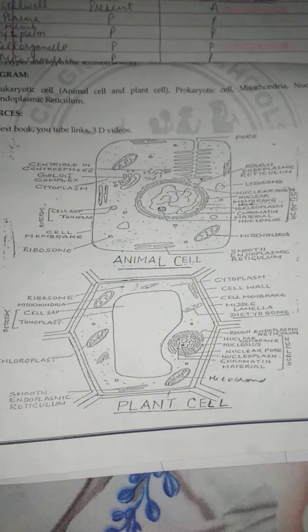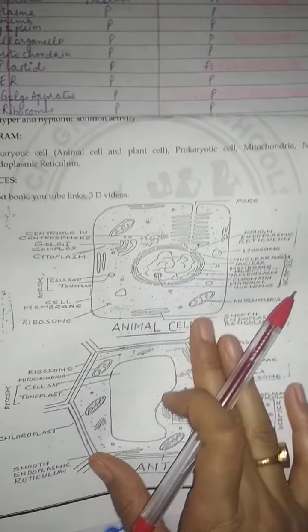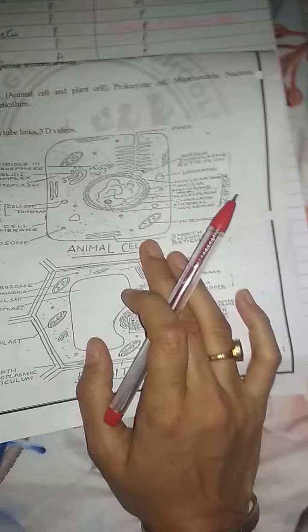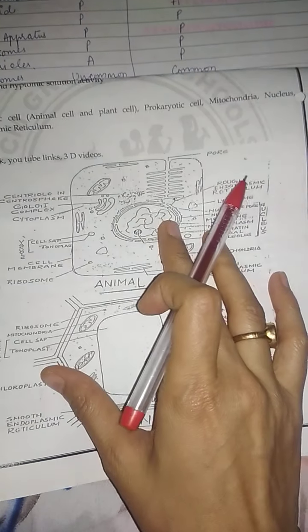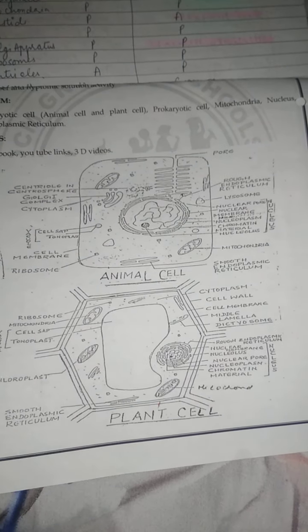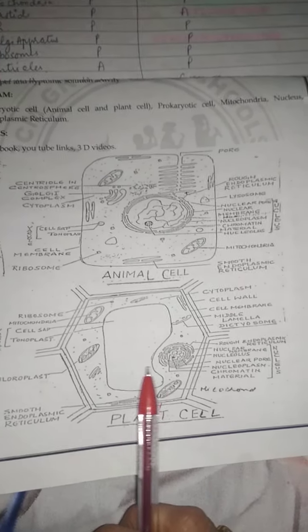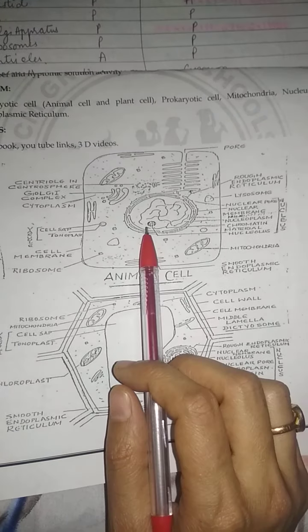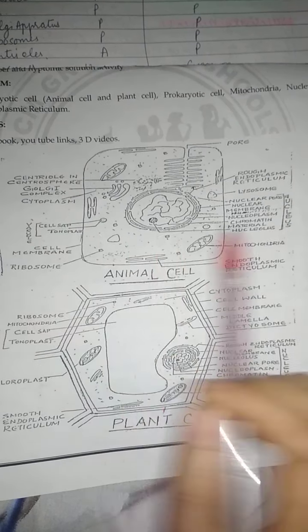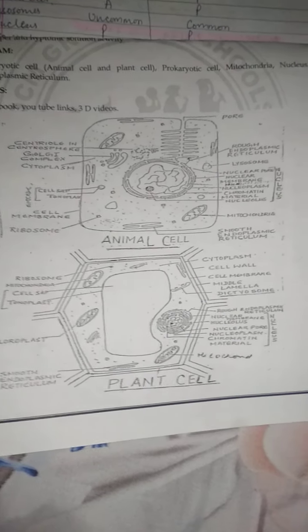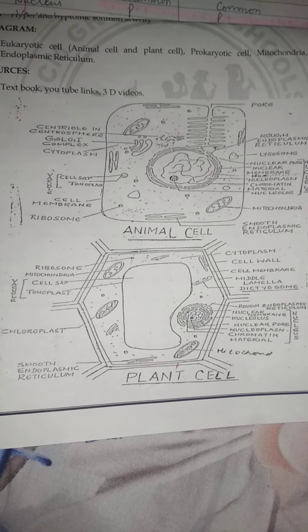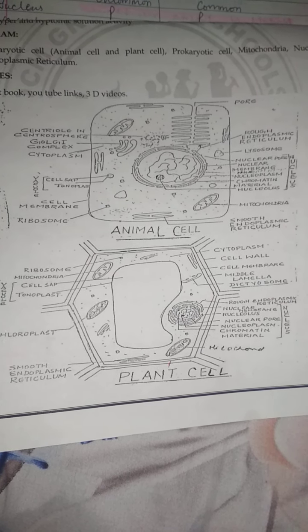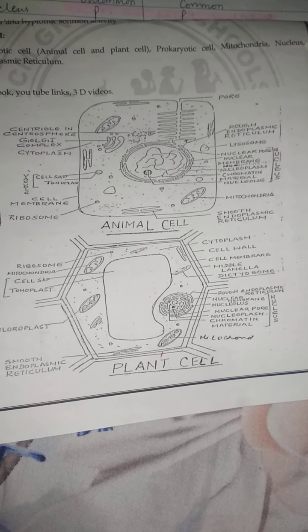Endoplasmic reticulum is present in both cases. Golgi apparatus is present in both cases. Ribosomes are also present in both cases. And next is the centrioles. Centrioles are absent in the plant cell and present in the animal cell. And next is the lysosomes. Lysosomes are not common in the plant cell, almost absent, and lysosomes are present only in the animal cell.